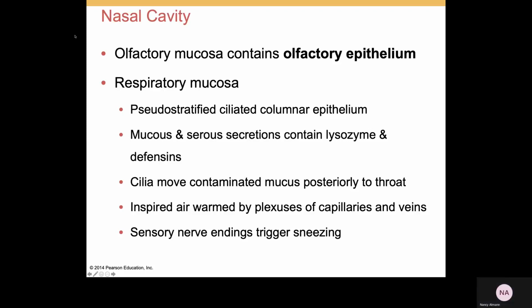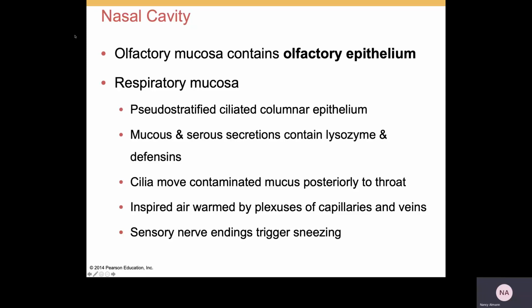The respiratory mucosa is, what a surprise, if you remember this from your histology days, pseudostratified ciliated columnar epithelium. It will secrete mucus, it will have serous secretions, those will contain lysosomes and defensins, part of the immune system. The cilia is going to sweep any contaminated mucus back into the throat.